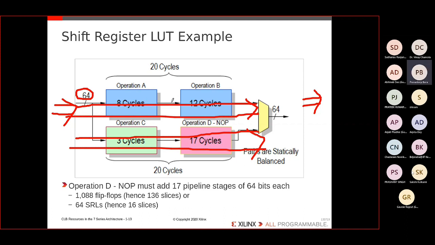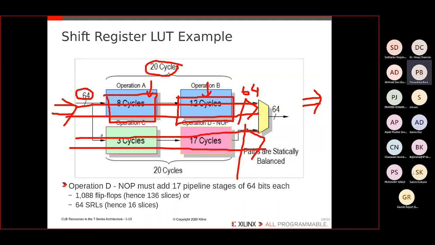In the two parallel paths, we are doing multiple operations. Here I am doing 8 cycles of operation, that is operation A. Here I am doing 12 clock cycles of operation. So the total number of clock cycles after which I will get this 64-bit data is 20 clock cycles. My requirement is that this data also should be synchronous, because in FPGAs, in hardware designs, it is always required that the data should be synchronous to the clock. So that means I need to synchronize the data at the same speed, right?